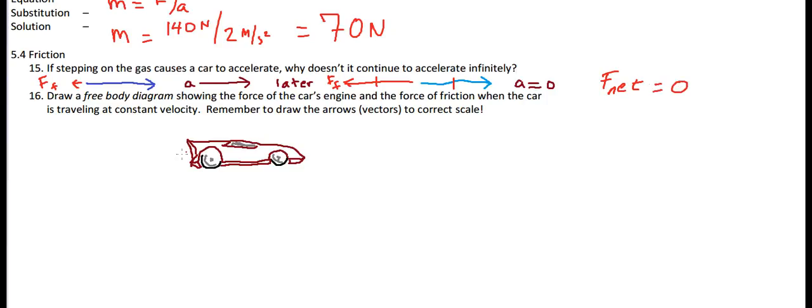Draw a free body diagram. We basically just drew it. We have friction going this way, and we have the force of the motor going this way, and these forces are equal. And so, same way, we get no acceleration.